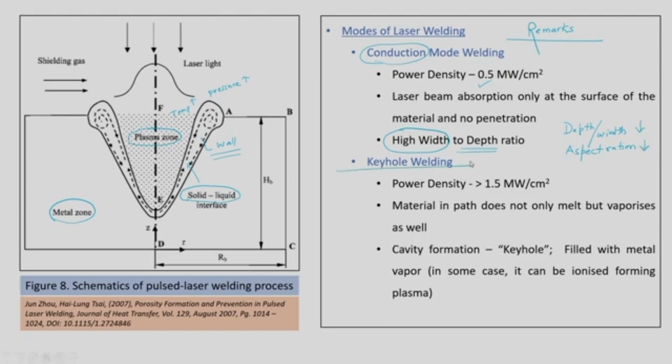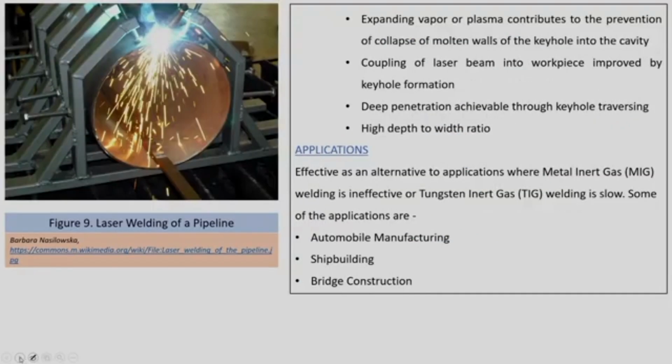In case of keyhole welding, the power density is quite high, about 1.5 megawatt or more than that, and whatever cavity that we get, that we call the keyhole, and based on that we are joining thicker materials. Fine. So, let us see what are the various applications of laser welding.